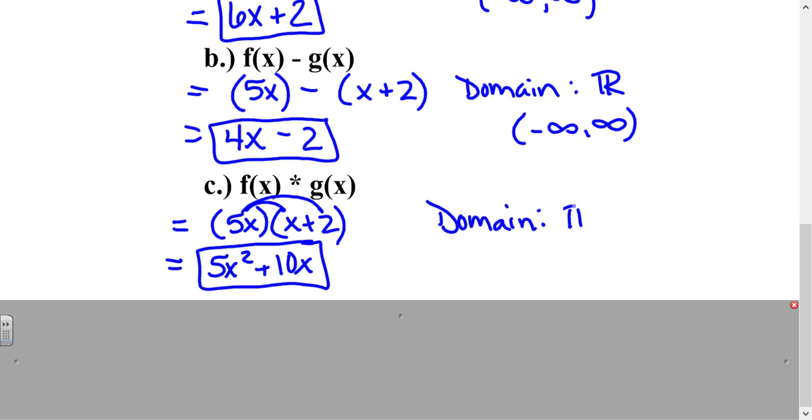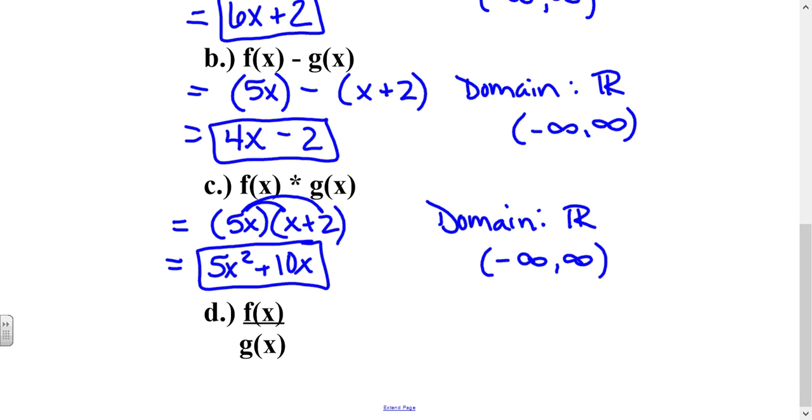So the domain of this one, again, is all real numbers, or from negative infinity to positive infinity. We'll get to some examples where they are different in a minute. So if you're not quite understanding that yet, it'll be okay.